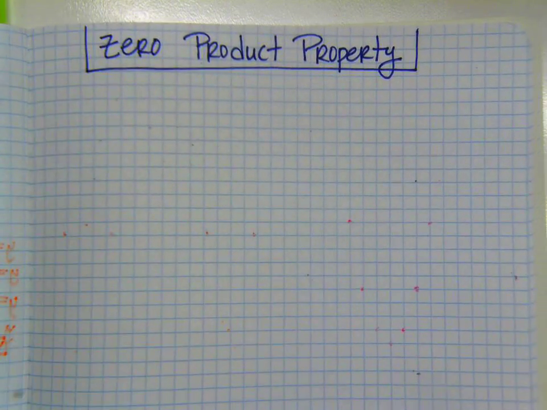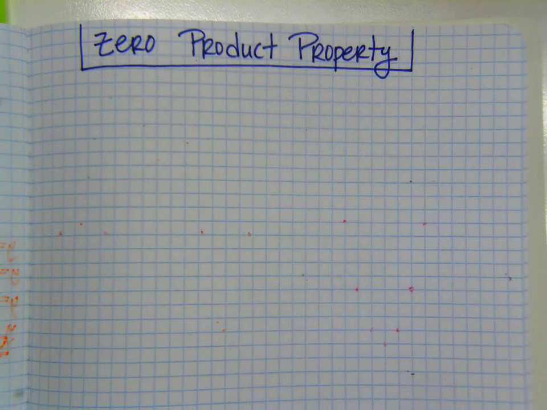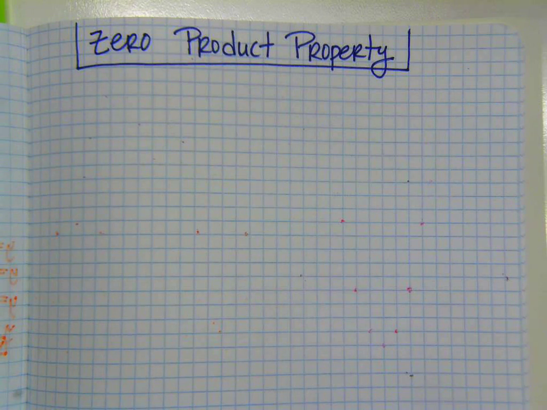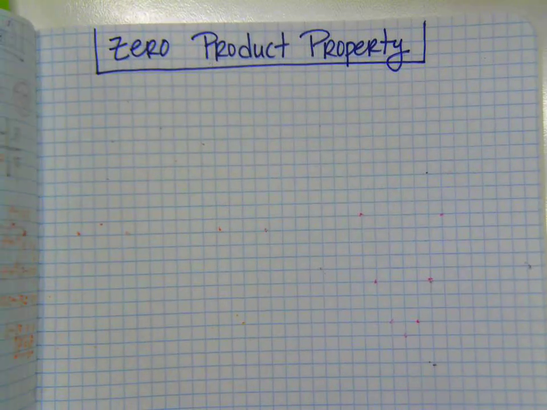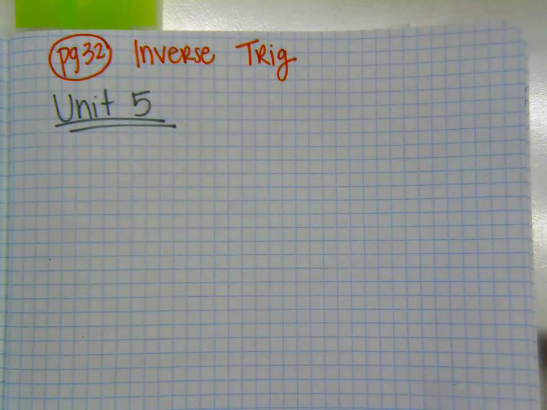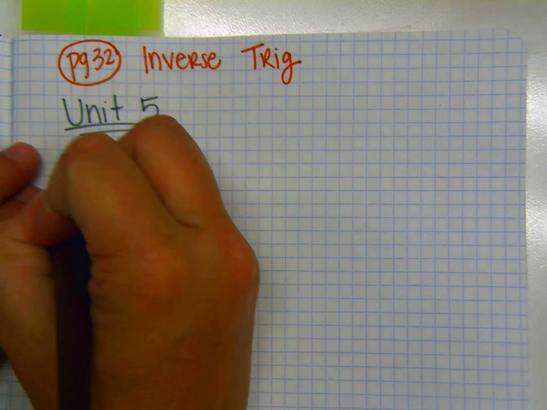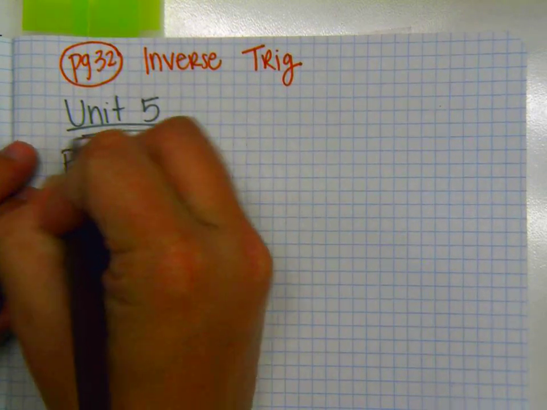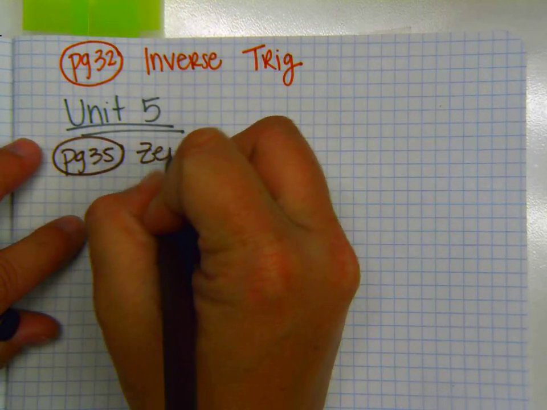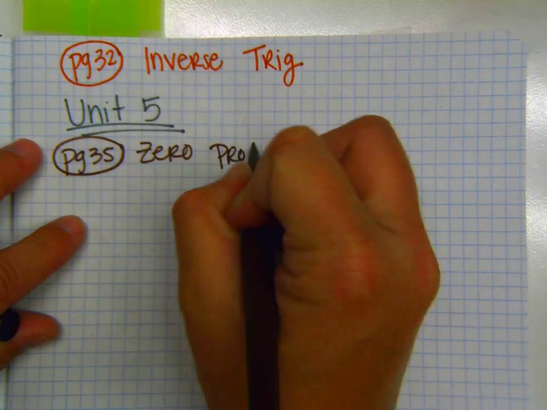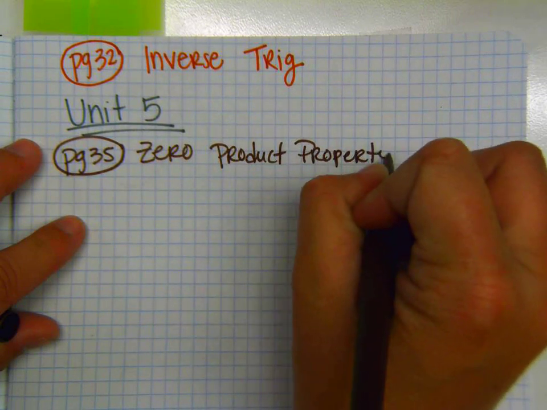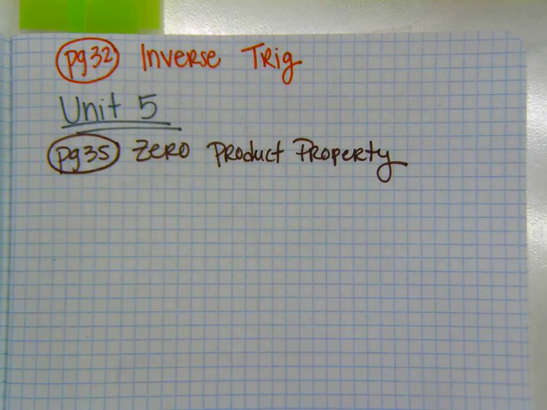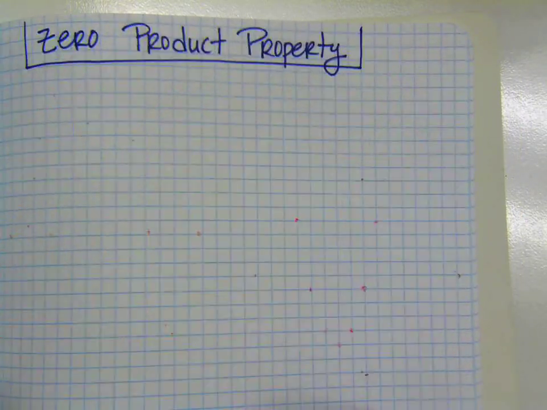Okay. So this is on page 36. And let's go ahead and put this on our table of contents as well, because we're going to come back to this a lot. Okay, so it's on our table of contents. We'll flip back to page 36.